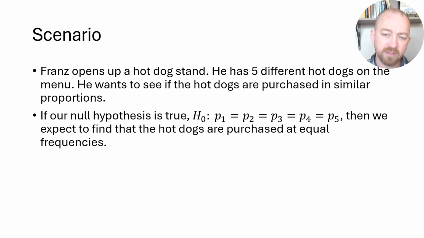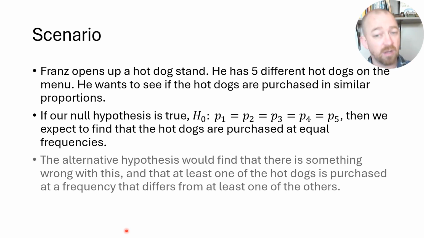So his default hypothesis, of course, is at this point he has no reason to believe that they're being purchased at different probabilities or at different frequencies. And so he starts off with the null hypothesis of, let's just assume that they're all being purchased at the same frequencies or probabilities. So his null hypothesis looks like this. Again, the probability of anybody purchasing hot dog number 1 is the same as the probability of anybody purchasing hot dog 2, which is the same as the probability of anybody purchasing hot dog 3, and so on, right? So he assumes that they are all equal probabilities.